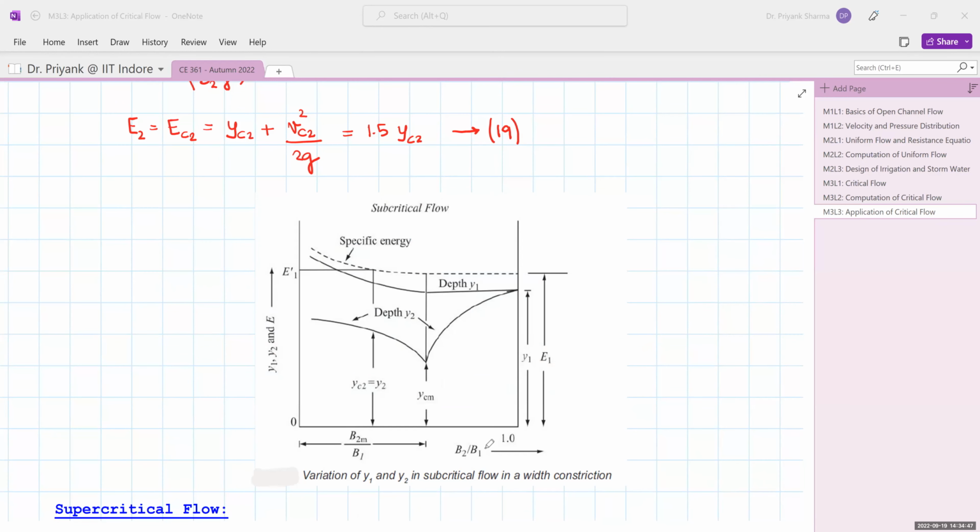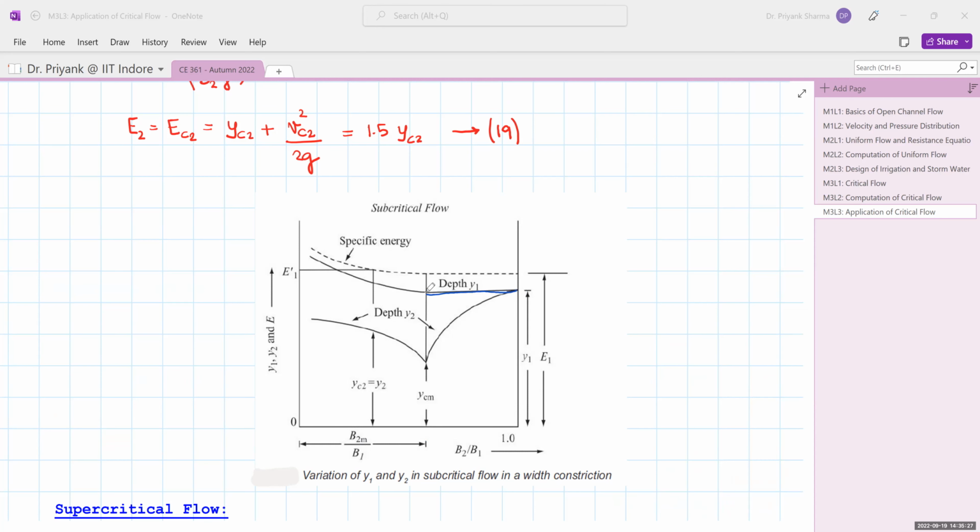On the x-axis it is the ratio of B2 by B1, and this is the width constriction limit, and here you have Y1, Y2 and the specific energy. So you can see this curve is for depth Y1. We have to look at the reverse case, sorry. So we look from the right hand side. Depth Y1 is initially constant, because we are decreasing the width, so we are moving toward the lower side. So this curve has to be interpreted from right to left.